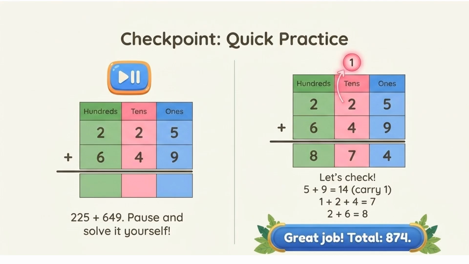Next, 225 plus 649. Do you want to give it a try yourself? Do pause the video and solve it yourself and then you can come back for the solution. So 9 plus 5, 9, 10, 11, 12, 13, 14. So 4 below and 1 we carry over here. 2 plus 1, 3 and 3 plus 4, 7. 6 plus 2, 8. So your answer is 874.